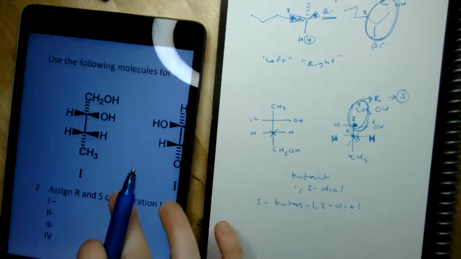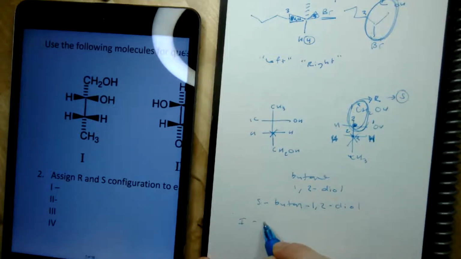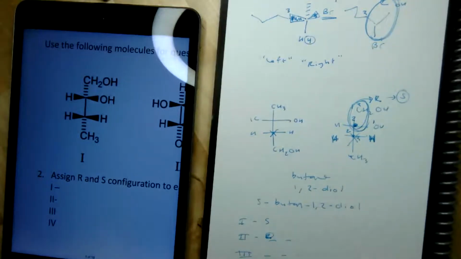When I said assign R and S configuration, for 1, I think I just put S, and then 2 is either RR or SS, I don't remember. But all the rest of them had 2 chiral centers, and then the number 1 only had 1 chiral center. So yes, that one's not a chiral center because they're even. Okay, I think I answered that one. Oh, yes. Yep. Okay, great.